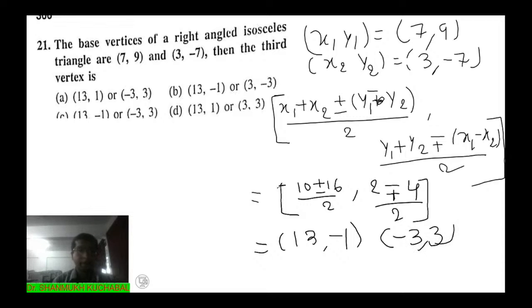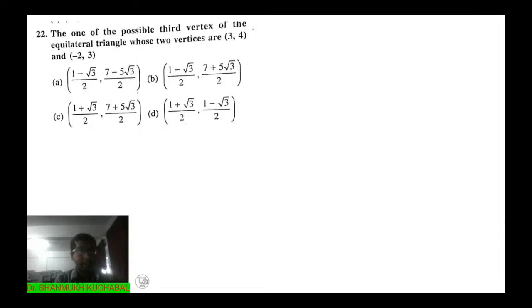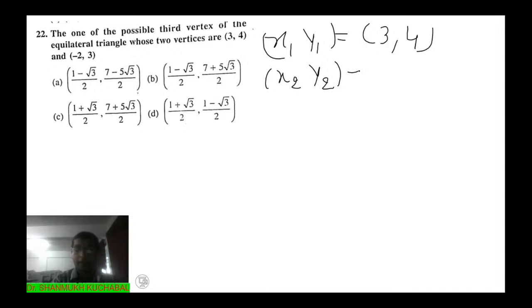Therefore option C, (13, -1) and (-3, 3), is the right answer. Okay, next example: one of the possible third vertices of the equilateral triangle whose two vertices are (3, 4) and (-2, 3). The third vertex we have to calculate. So first we'll write x1, y1, it is (3, 4). Next x2, y2, it is (-2, 3).